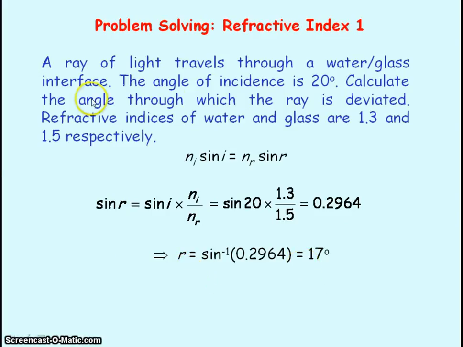And so the angle of incidence was 20 degrees, and the angle of refraction is 17 degrees. So the angle through which the ray was deviated is 3 degrees.